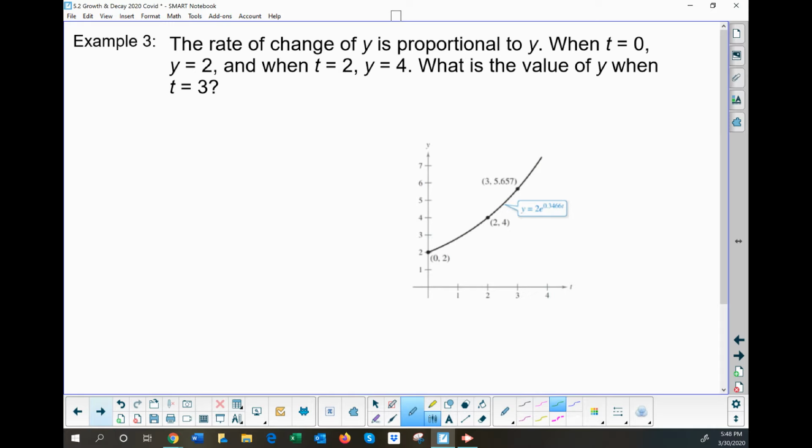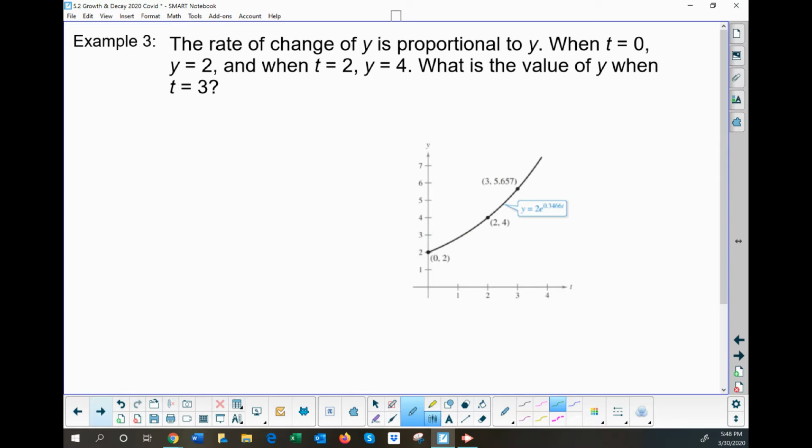Example number 3, the rate of change of y is proportional to y. When t equals 0, y is 2. When t equals 2, y is 4. What's the value of y when t is equal to 3? All right, so I'd probably have to read that at least one more time.